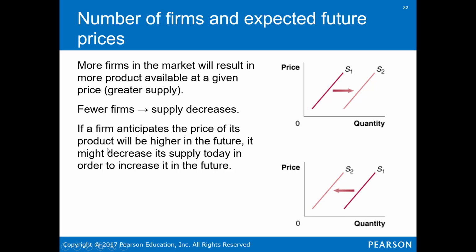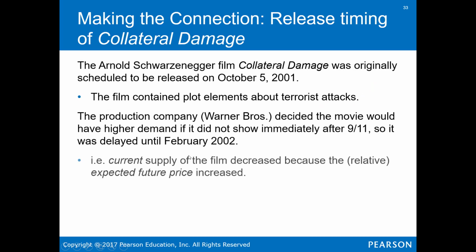If a firm anticipates the price of its product will be higher in the future, it might decrease supply today. So think about shovels in the winter, right? If they think a big storm's coming, they might decrease the supply now and increase it when the storm comes so they can charge more. Now there are rules on price gouging, but that's just an example to help you understand.